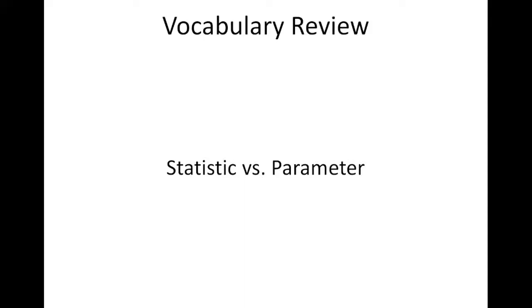Statistic versus parameter. This is back from week 1. Recall that a statistic is a measurement taken on a sample, hopefully a simple random sample from a larger population. So something like a sample mean or a sample standard deviation would be examples. A parameter instead is a measurement based on an entire population. So this would be the population mean mu or the population standard deviation sigma. These values, while they always exist, are always unknown to us. And as usual, our goal is to calculate a statistic and use that to infer something about an unknown population parameter.